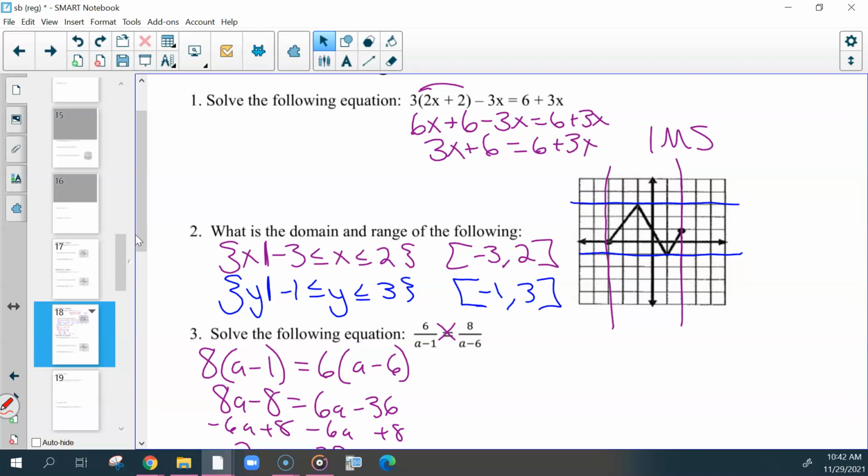And then your range is your lowest to highest. So your lowest would be -1, your highest is 3. So in set builder notation, then it would look like this. In interval notation, it would look like this in square brackets. Okay. We'll continue the other 3 when we get back from lunch.